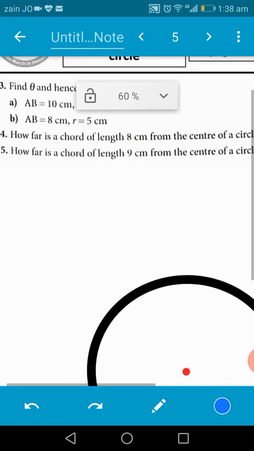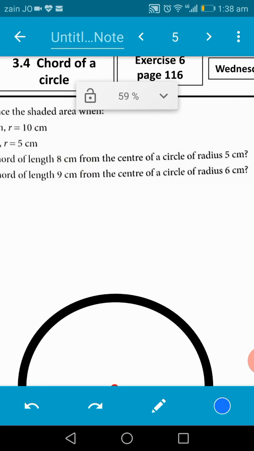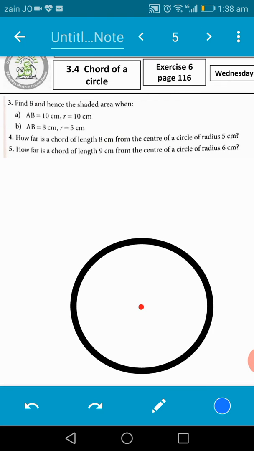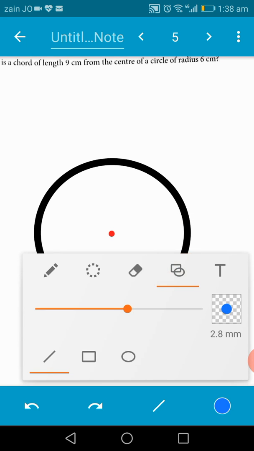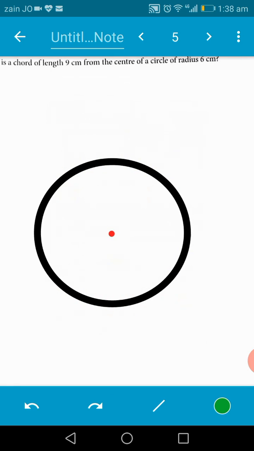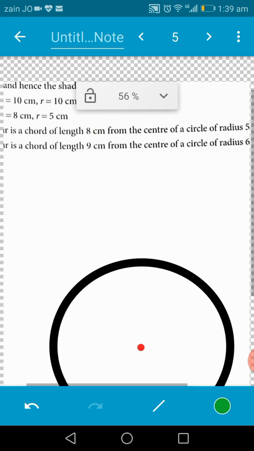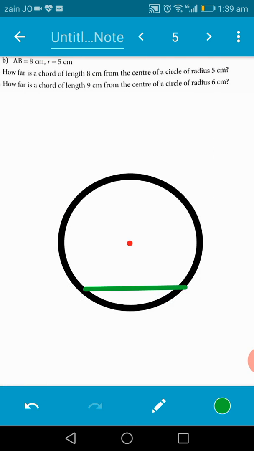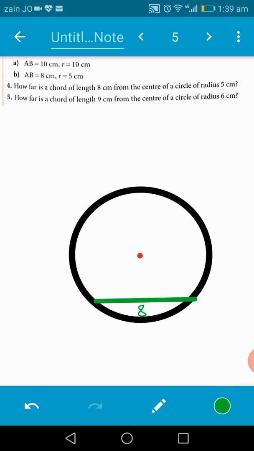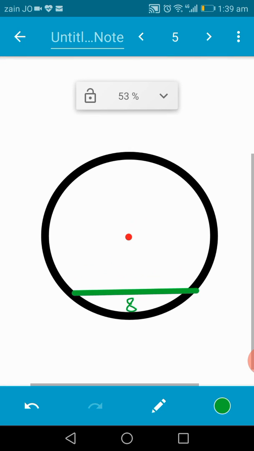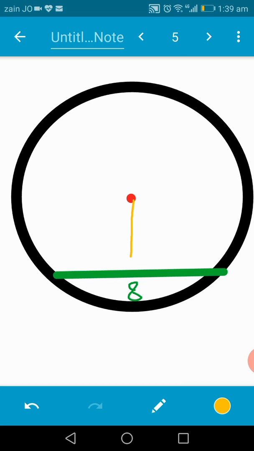Okay, now question number 4. How far is a chord of length 8 centimeter from the center of a circle of radius 5 centimeter? Let's look at this question again. We have a chord, let's choose this one. The question asks how far is a chord of length 8 centimeter from the center. What is the length of the chord? The length is 8, this 8 here. They are asking for the distance from the center to the chord.